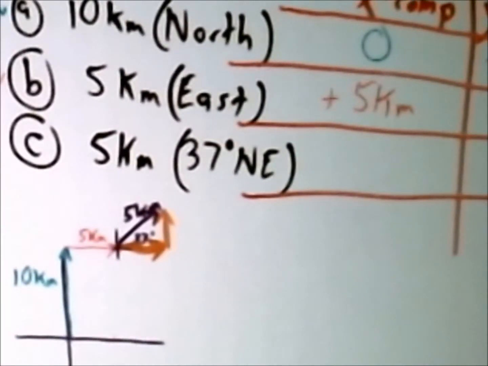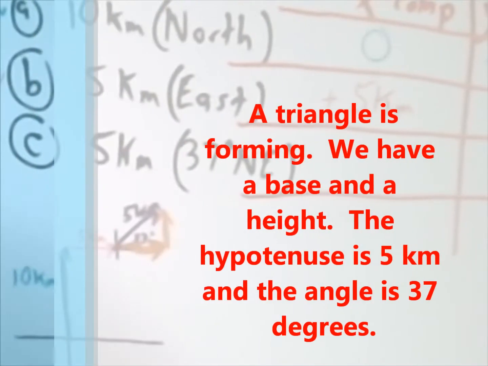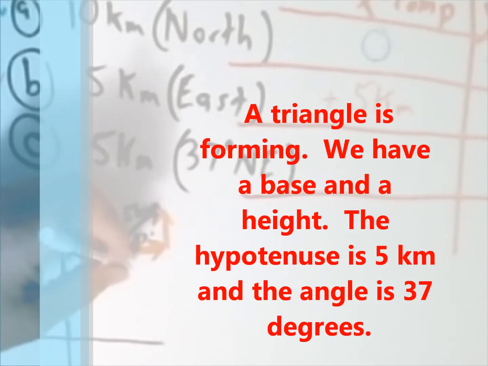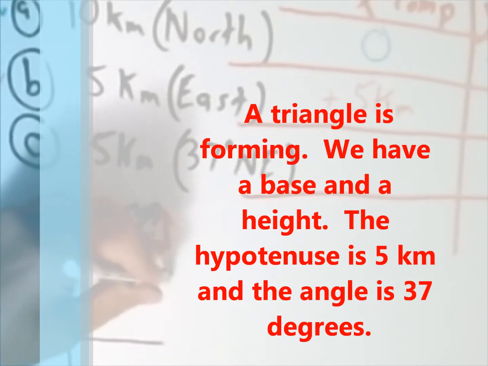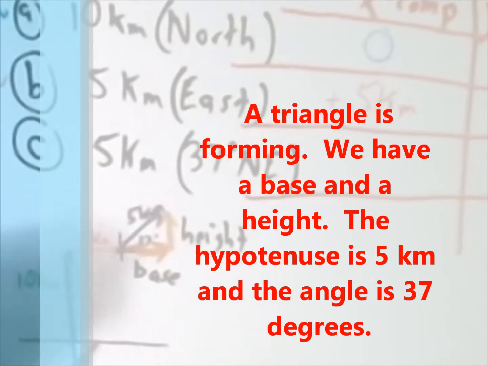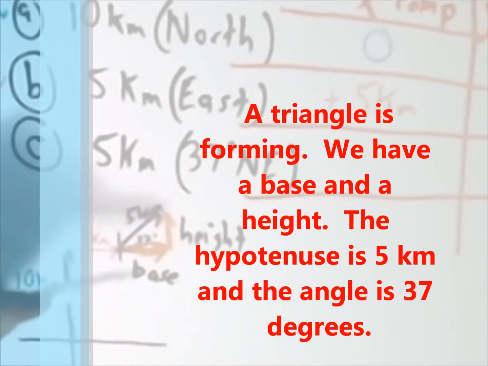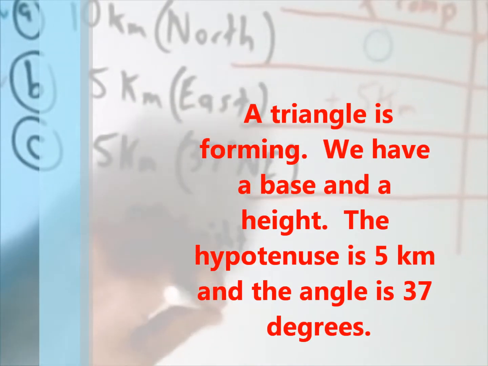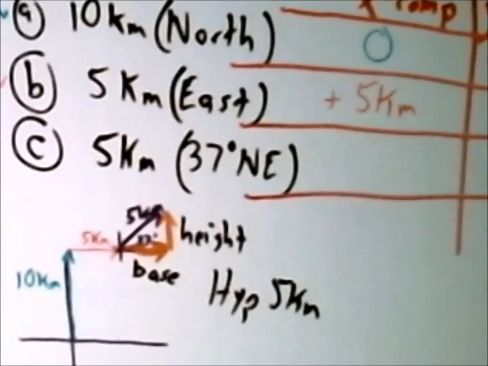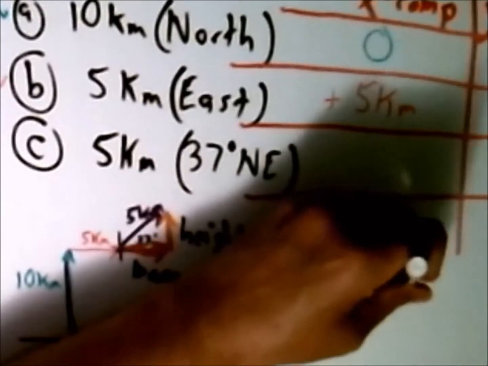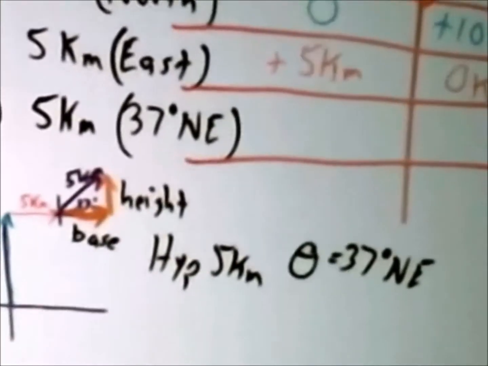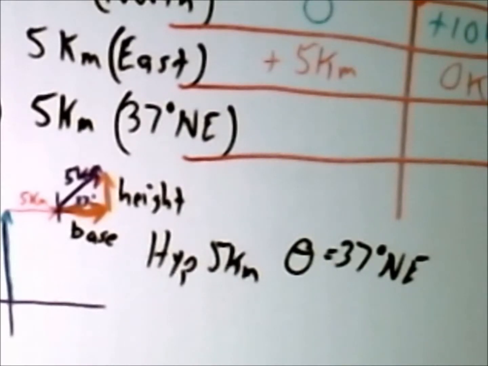So for that particular piece right here, what we see is a triangle forming. And you have a base here, and you have a height here, and the hypotenuse is 5. So looking at that triangle, you can see the hypotenuse is 5 kilometers, and you can see the angle is 37 degrees between the north and the east. So how would you go about figuring out that?